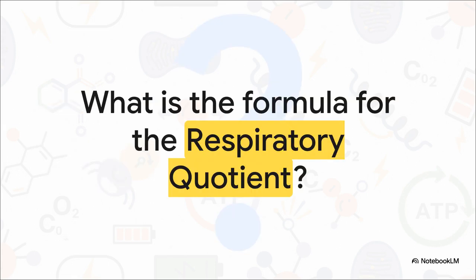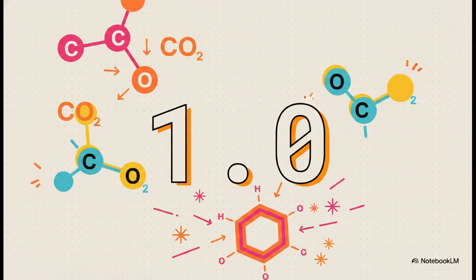Let's do a quick mental check. Can you recall the formula for the respiratory quotient, or RQ? Think about the inputs and outputs of cellular respiration we've been discussing. How do we actually measure what substrate the cell is currently burning? Well, the formula is the volume of carbon dioxide evolved divided by the volume of oxygen consumed. If the RQ is exactly 1.0, it means equal amounts of CO2 are produced as O2 are consumed. This happens when carbohydrates, like our hero glucose, are completely oxidized.